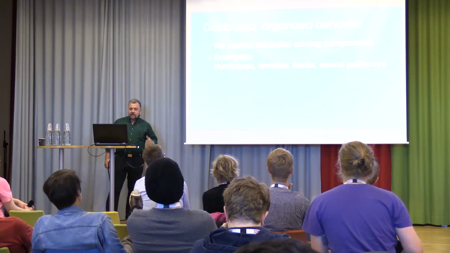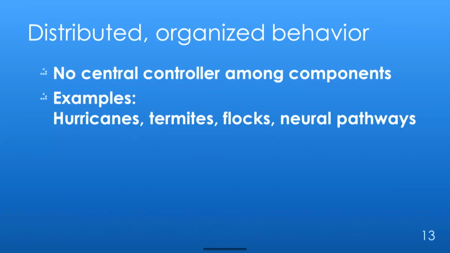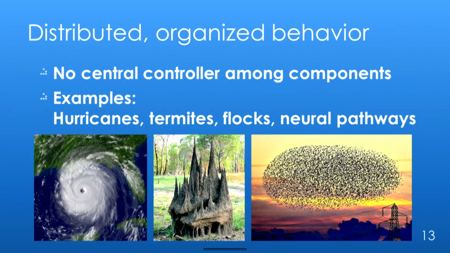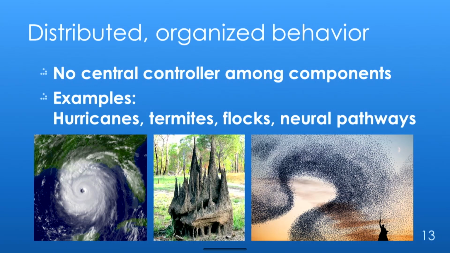This highlights another big property of systems, which is they have distributed, organized behavior. So there's no lead fish, there's no lead bird, there's no one in charge of the termite mound. And we see this, for example, in hurricanes, which are highly organized, but obviously there's no water droplet leading the hurricane. I already mentioned termite mounds. And this is called a murmuration of starlings. They form really complex shapes, but again, no bird is in charge of what shape they form. And what's really interesting is if you take the paths of these birds and map them over time, they end up looking like neural pathways in the brain. So we're seeing the same kinds of distributed organizational behavior throughout all different kinds of systems.